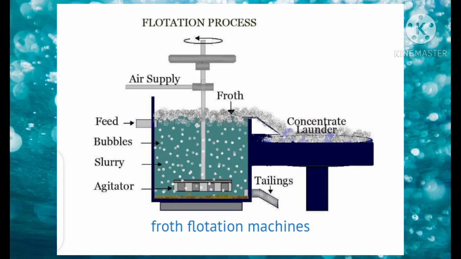And this foam can be removed, as shown in the figure, in the launder. Then the impurities which are wetted with water settle down at the bottom of the tank, and can be removed through the tailings, as shown in the diagram. There is one opening to remove the impurities. In this way, the metal sulfide ores can be concentrated or purified, or we can separate the gangue particles from the metal sulfide ores by using this froth flotation method.